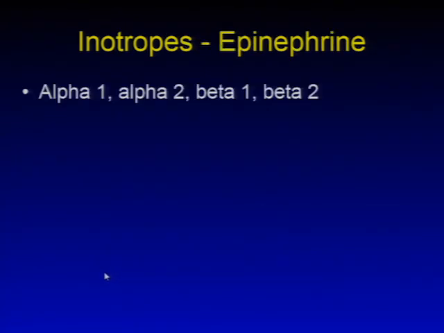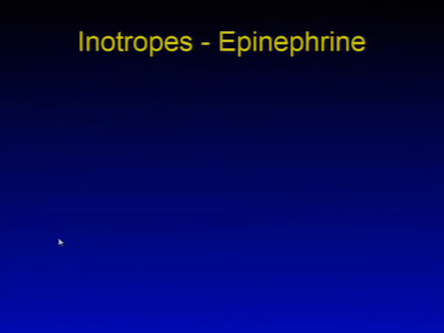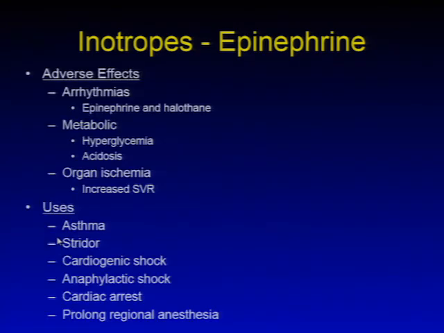I will leave these slides for your review in more detail. I've gone over various medications and their effects, side effects, as well as uses. Epinephrine is one of the most common inotropes that we think of, used to treat things such as low blood pressure, cardiogenic shock, and cardiac arrest.